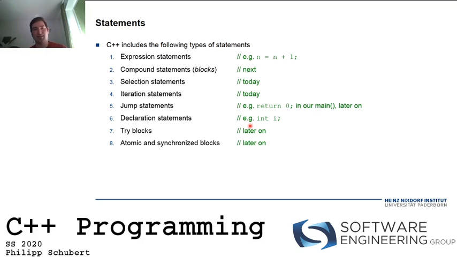We could also later on declare a function, but here we declare a variable, but we do not give it an initial value. So we have a variable i, but it has no initial value. That's basically a declaration statement. Then there are some more advanced try blocks or atomic and synchronized blocks, but we will learn about them later on. So one after the other.